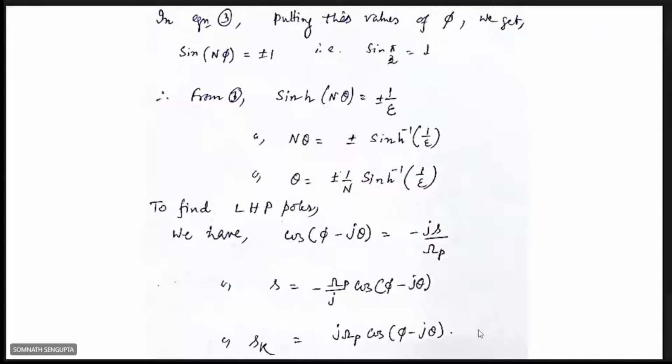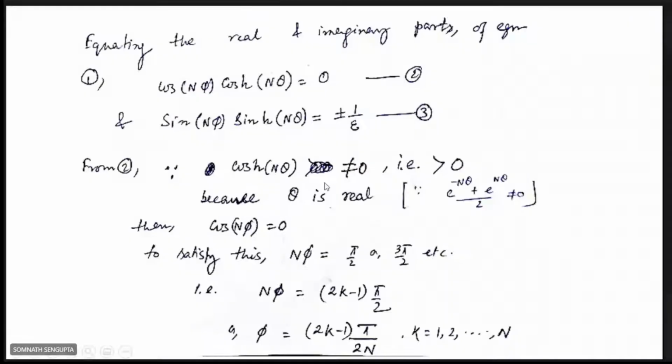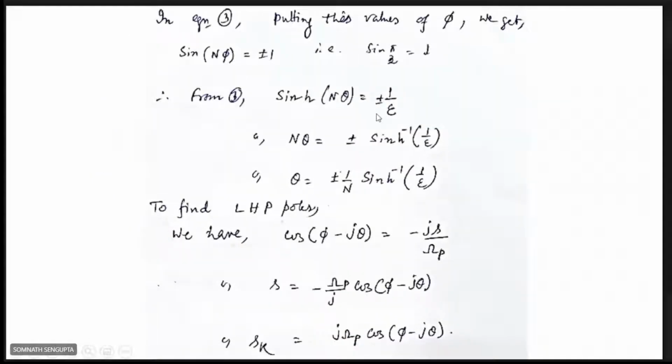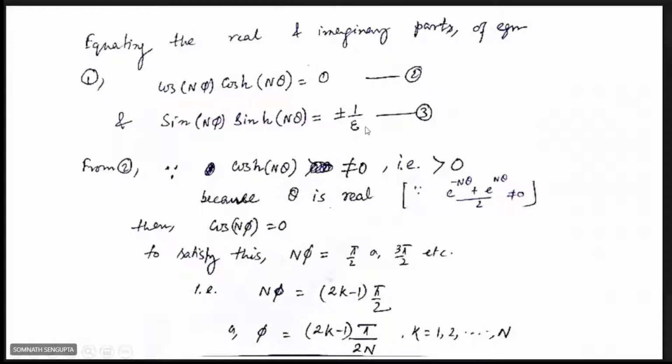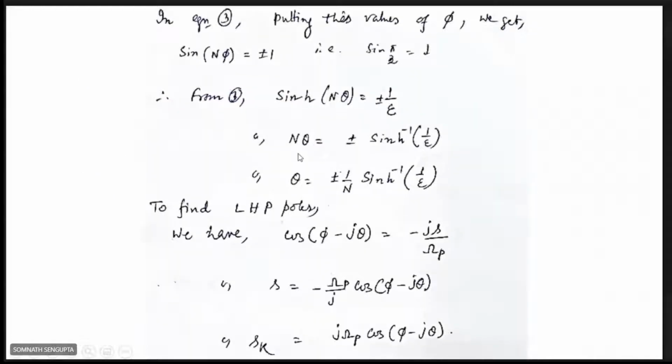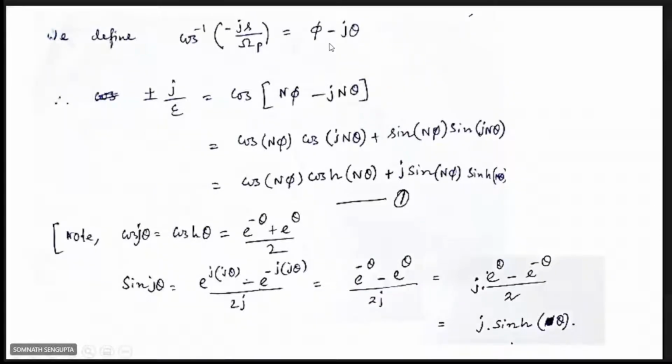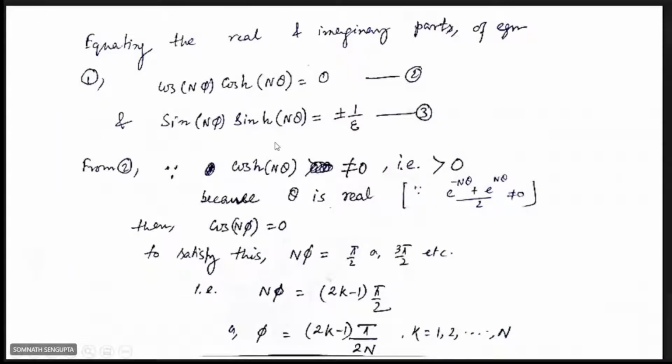So we get sinh of nθ equal to plus minus 1 by epsilon. From there we calculate nθ is equal to plus minus sinh inverse of 1 by epsilon. So θ is equal to plus minus 1 by n sinh inverse of 1 by epsilon. So these are the two parts of this cos inverse term, that means the Chebyshev polynomial.